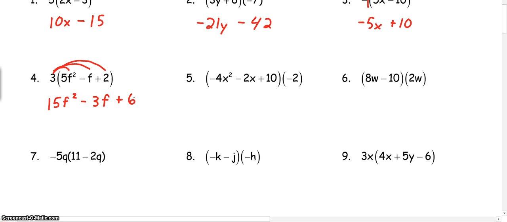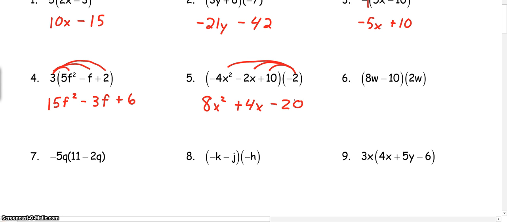The same thing happens in number 5. The negative 2 is behind the parentheses, but it's still going to get distributed to the other 3 terms. So negative 4x squared times negative 2 gets us 8x squared. Negative 2x times negative 2 gets us 4x. 10 times negative 2 gets us minus 20.